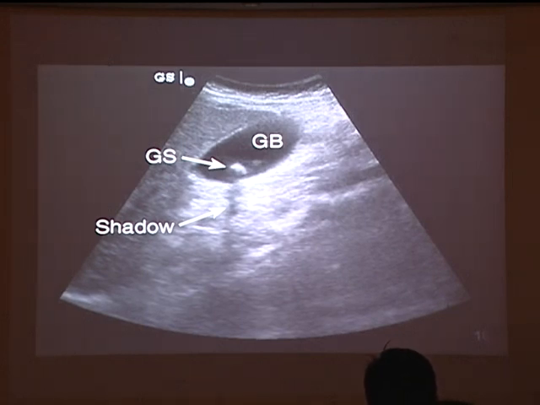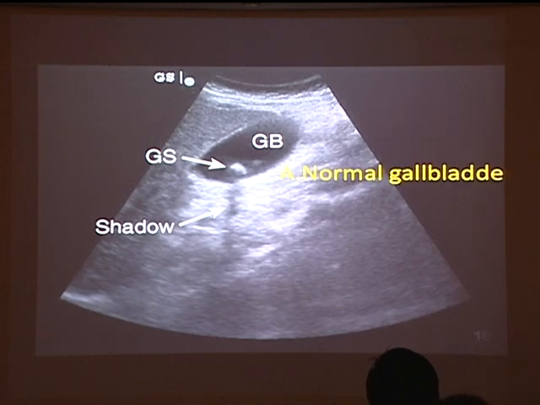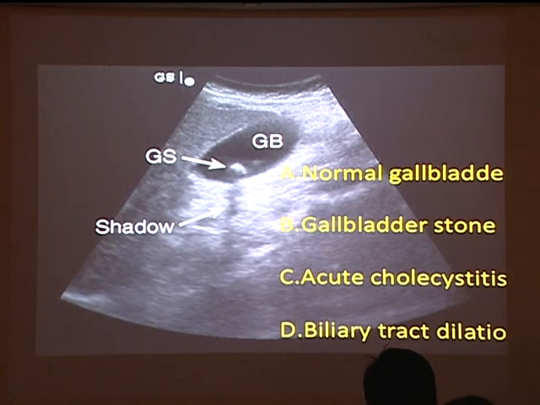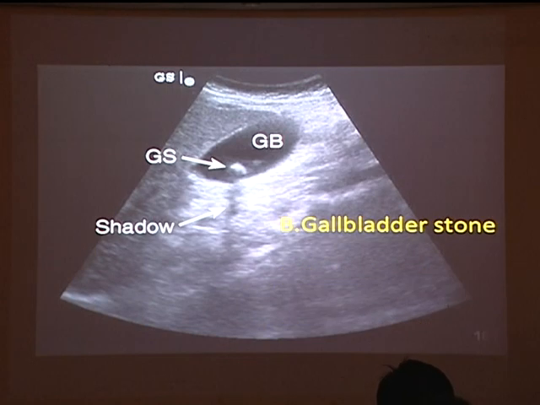Okay, so what do you see in this image? The best answer: A, normal gallbladder. B, gallbladder stone. C, acute cholecystitis. D, biliary tract dilatation. The same options, but a different answer, of course. And anyone? Okay. Also right. Quite a simple question. Thank you.